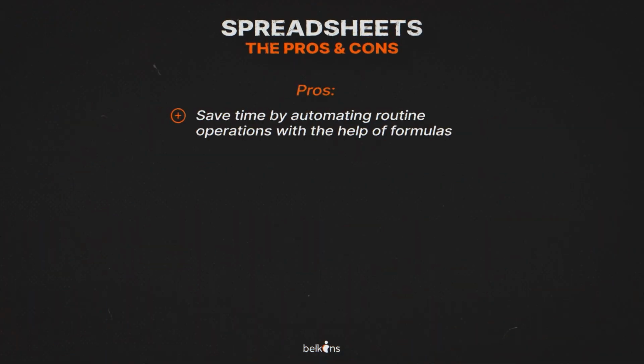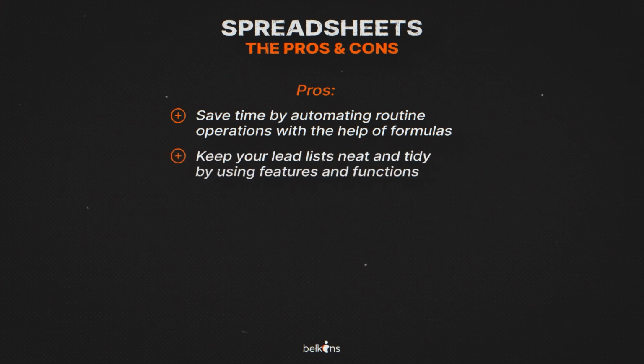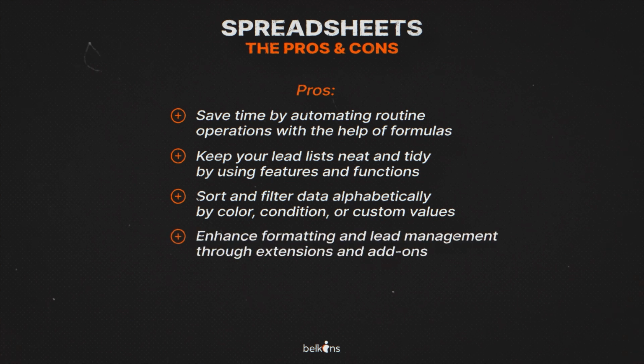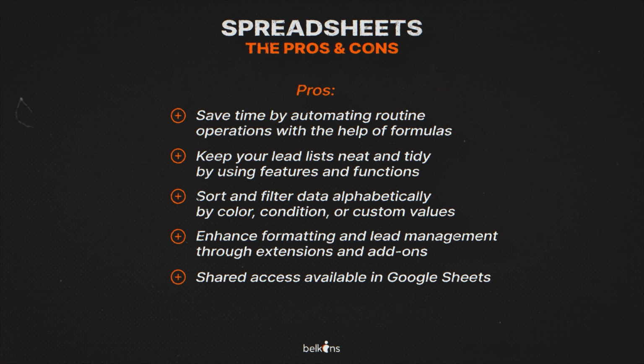Pros: you can save time by automating routine operations with the help of formulas. You can keep your lead lists nice and tidy by using such features and functions as data cleanup, checkboxes, dropdowns, and others. You can easily sort and filter data alphabetically, by color, condition, or custom values. You can enhance formatting and lead management through extensions and add-ons. All this work can be done in a single space thanks to shared access availability in Google Sheets, which allows different employees to view, comment on, and edit lists, and it's free and easy to start.